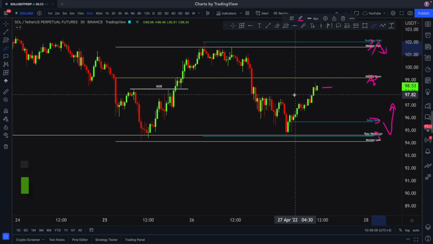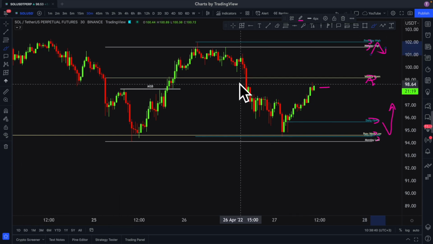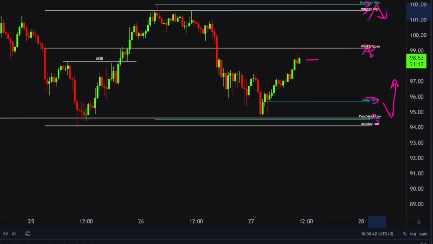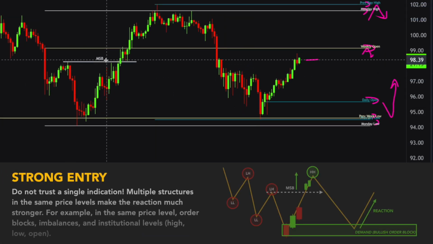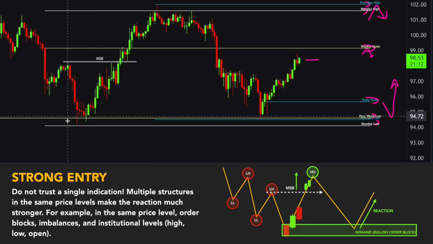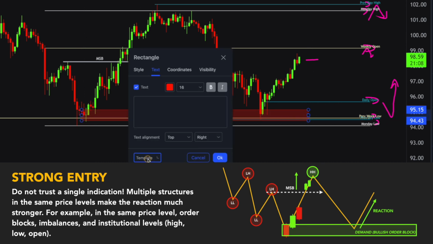It's not that hard. However, never use this indicator alone. For example, assume there is an order block, imbalance, and a very strong institutional price level at the same area. What does this tell you? It means that there could be a strong reaction.